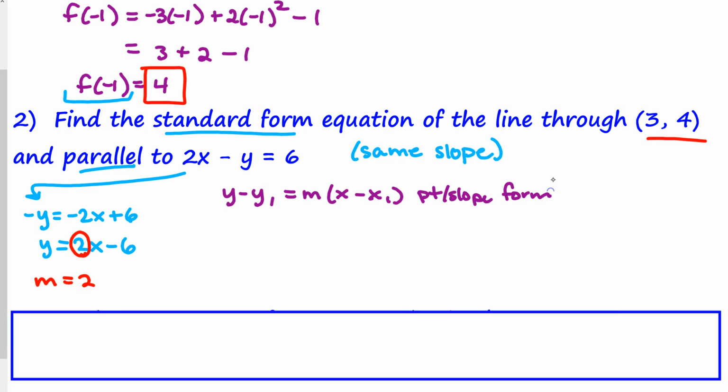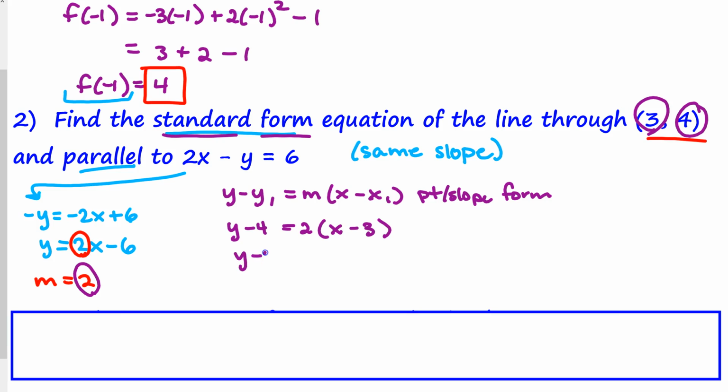Let's substitute 4 in for y1, 3 in for x1, and 2 in for m. So we have y minus 4 equals 2 times the quantity x minus 3. Now we need this answer to be in standard form, so I'm going to go ahead and distribute the 2. Y minus 4 equals 2x minus 6.